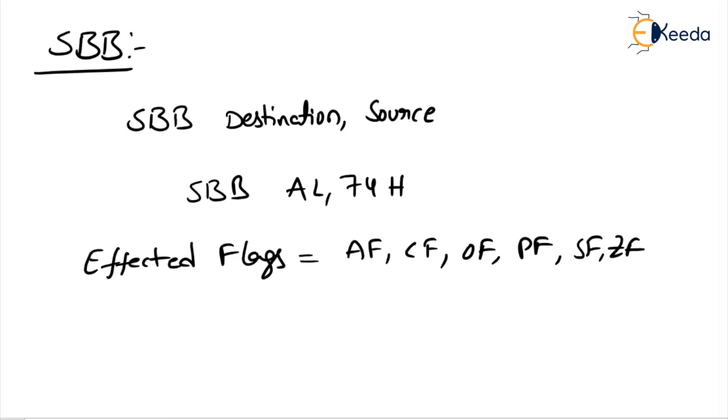You can also subtract the word from an effective address, like SBB CX, table of BX. That means subtract the word from the effective address, the table content of BX, and the status of CF from CX. The carry flag is subtracted from CX. So that is about subtract with borrow. Now coming to the next instruction.